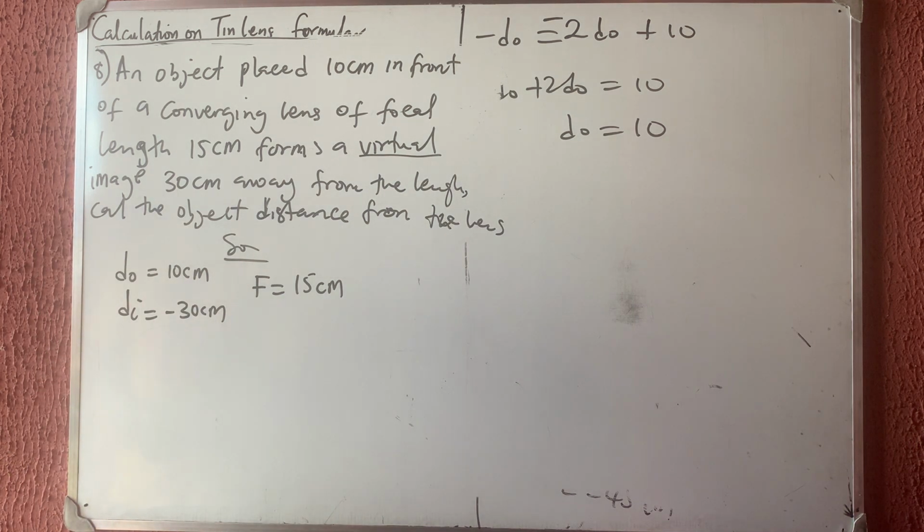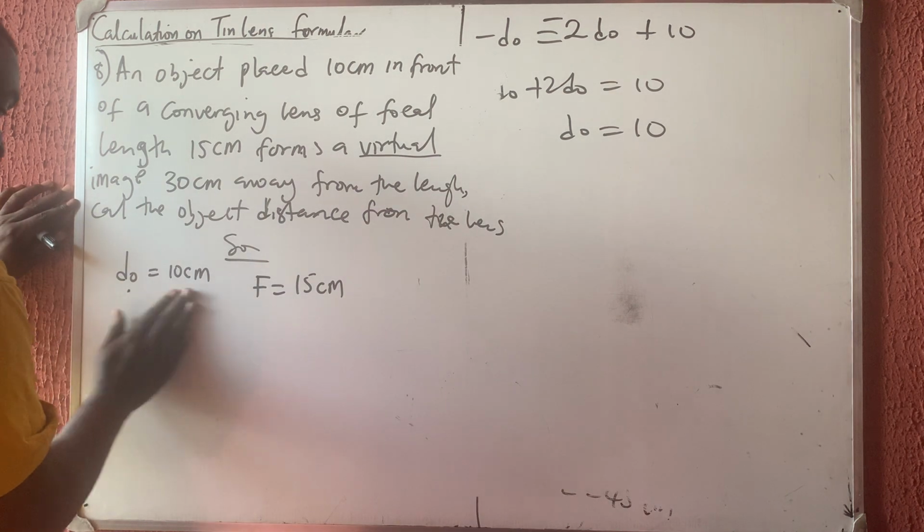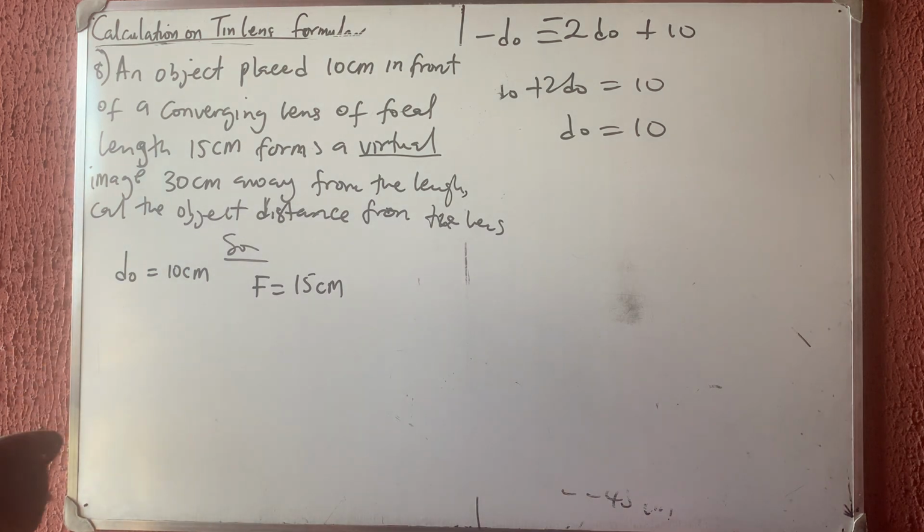Okay, so then it says we should calculate the distance of the object placed from the lens. An object placed 10 cm in front of a converging lens of focal length 15 forms a virtual image 30 cm away from the lens.